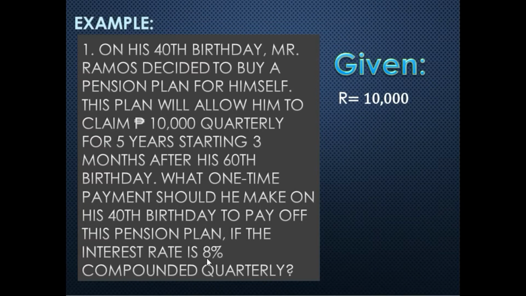We need to divide it by 100, or move 2 decimal places to the left. So the answer is 8 hundredths, or 0.08. We have M as 4, the number of payments in a year. Since it is quarterly, there are 4 payments in a year. In this problem, we need to find the present value, the one-time payment that he should make on his 40th birthday to pay off his pension plan.